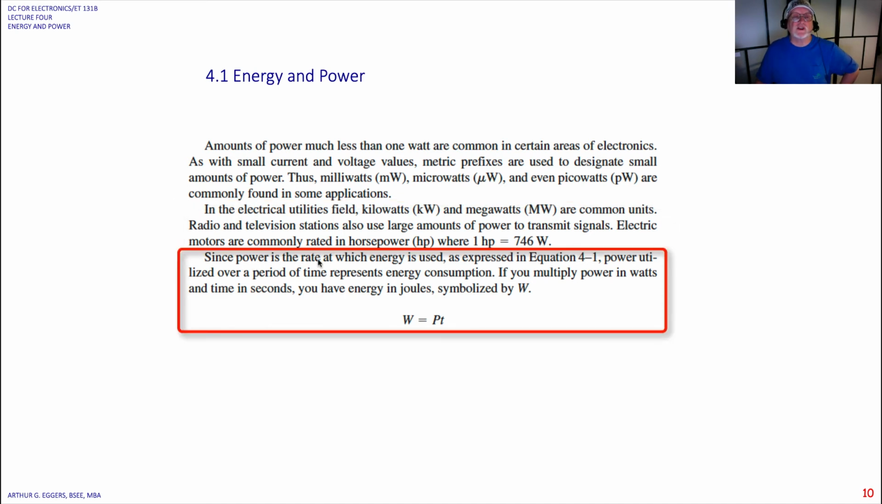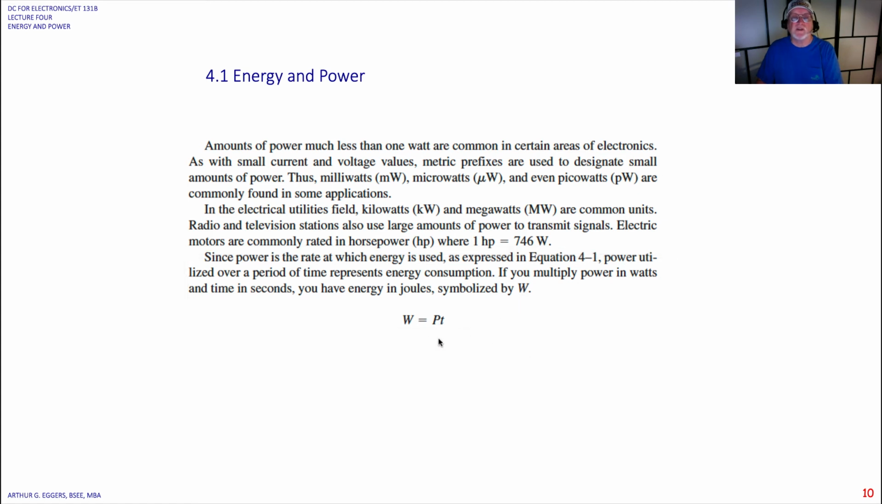Since power is the rate at which energy is used, as expressed in equation 4.1, power utilized over a period of time represents energy consumption. If you multiply power in watts and time in seconds, you have energy in joules, symbolized by the italic W. So there's your representation there, okay?